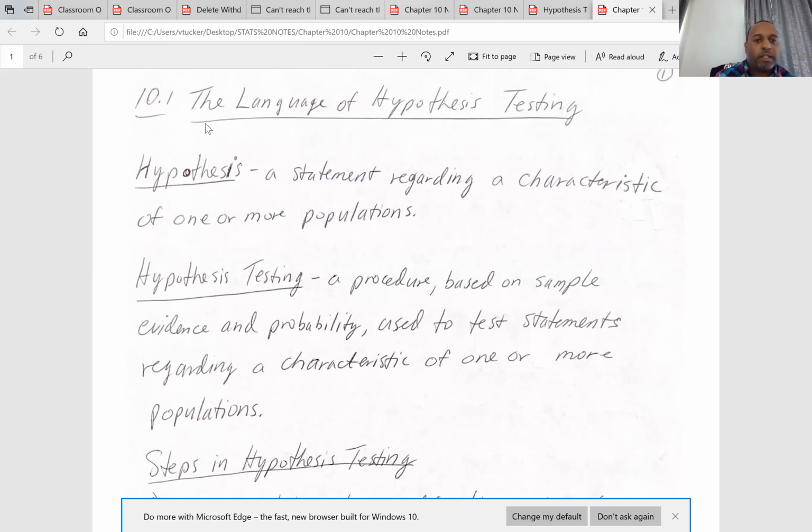First thing is hypothesis testing, or hypothesis is a statement regarding a characteristic of one or more populations. Hypothesis testing is a procedure based on sample evidence and probability used to test statements regarding a characteristic of one or more populations.